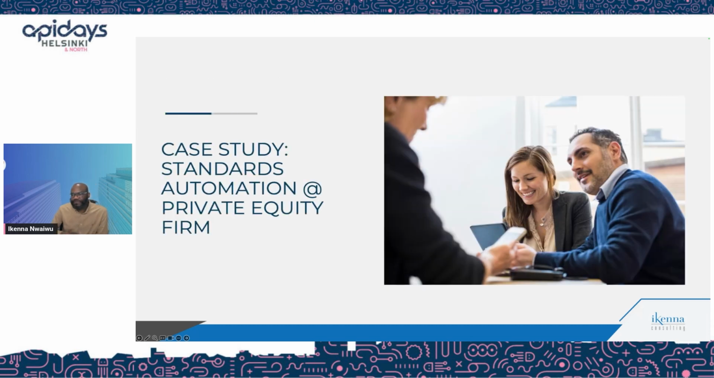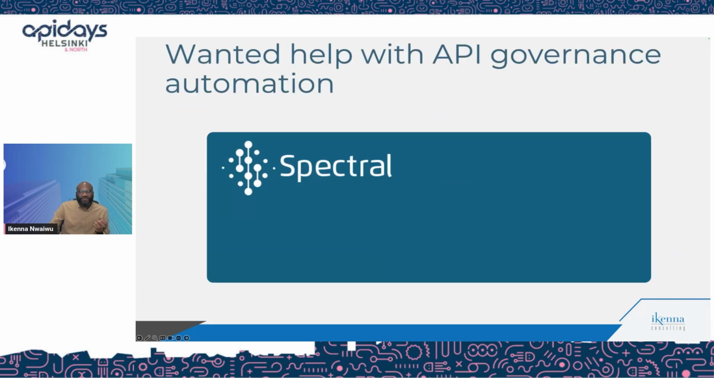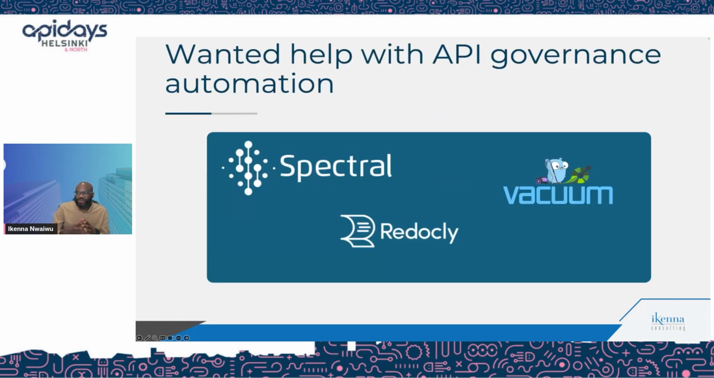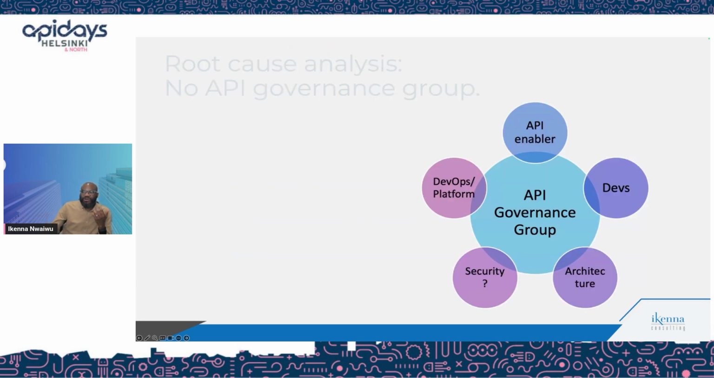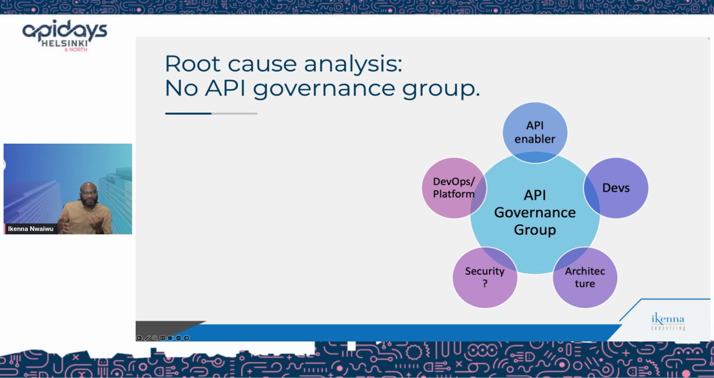I want to talk about an example of this with a client of mine that I did some work for. The organization was looking to introduce automation across how they build APIs, but we found out that they didn't really have a governance group to begin with. And that's where we started. We started by creating a governance group, making sure it had representation from developers, from architecture teams, and from the DevOps or platform teams.